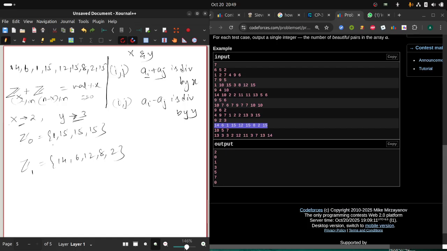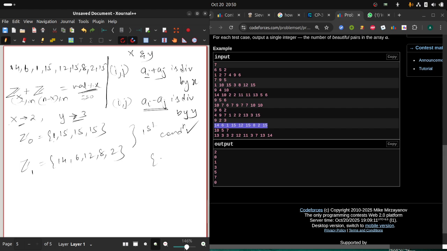Now, whatever element I take, let's say I've taken 1. 1 plus 14 is 15, which is divisible by 5, so the first condition is satisfied. Now I need to make the second condition satisfied: A[i] minus A[j] is divisible by y. So when is A[i] minus A[j] divisible by y? When they belong to the same modular class.